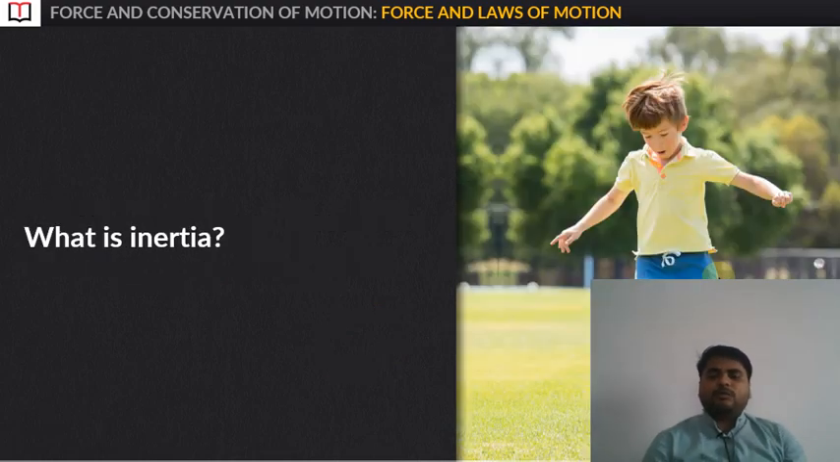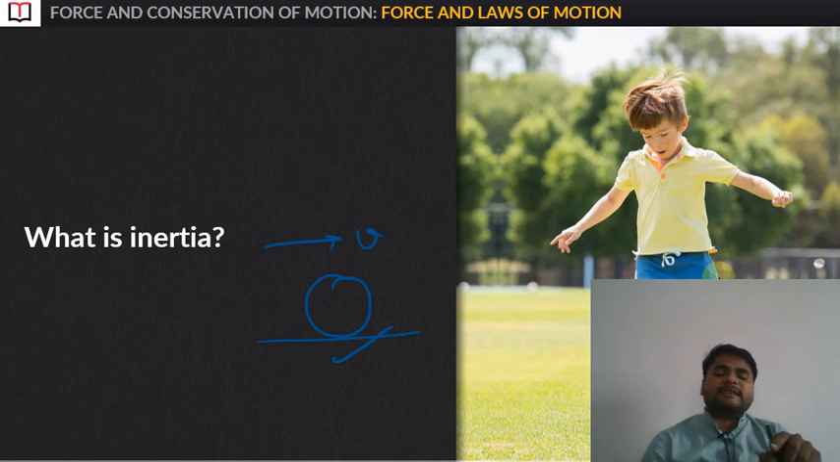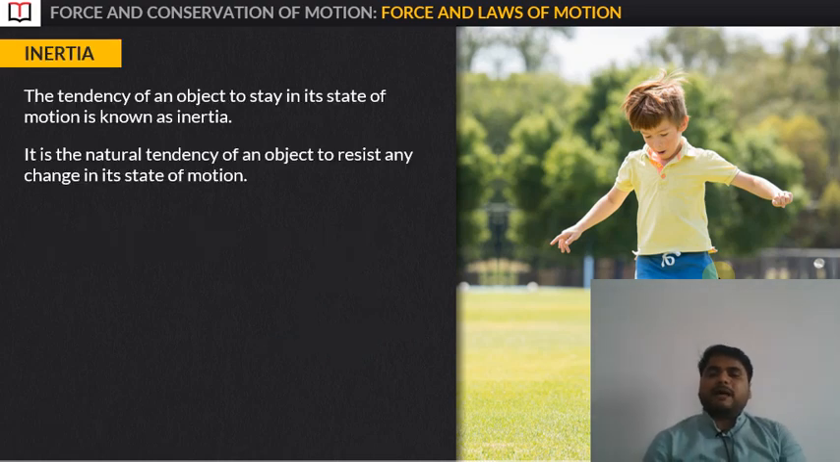Now, what is inertia? Inertia means the tendency of the object to stay in the same state. Suppose an object is at rest, then it has a tendency to stay at rest. If an object is in motion, then the object has the tendency to keep in motion. That characteristic is known as inertia. Now comes the answer: the tendency of an object to stay in its state of motion is known as inertia. It is the natural tendency of the object to resist any change in its state of motion.